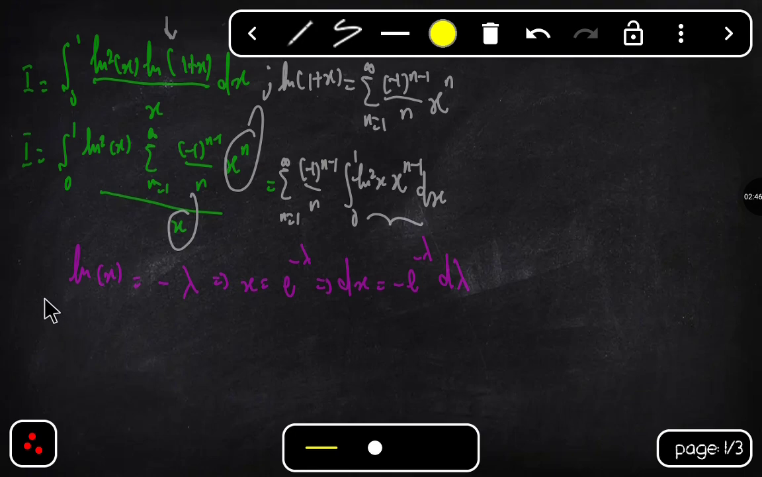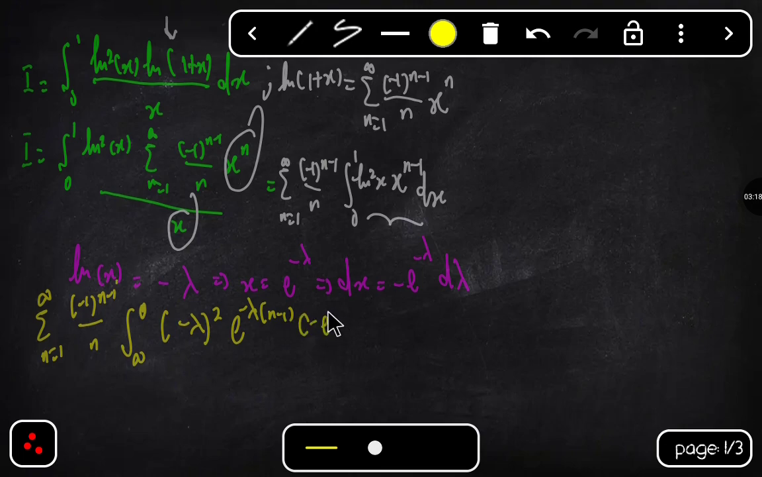Okay, so we are going to have the sum of n from 1 to infinity of (-1)^(n-1) over n, then the integral. Don't forget, if you substitute 0, we're going to have infinity, and if you substitute 1, we're going to have 0. Then ln²x will be negative lambda raised to the power of 2, and x is e raised to the power of negative lambda. So we have e raised to the power of negative lambda into bracket n minus 1, and then dx is negative e raised to the power of negative lambda d lambda.